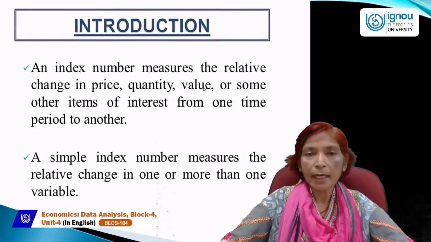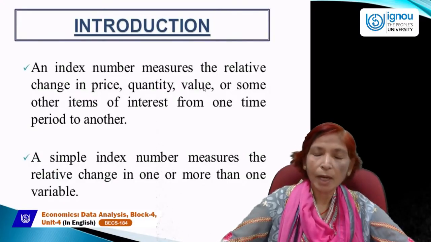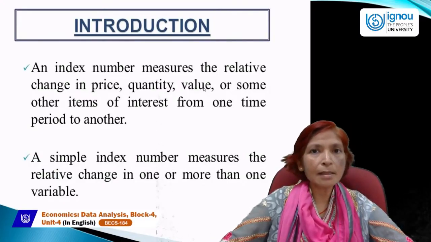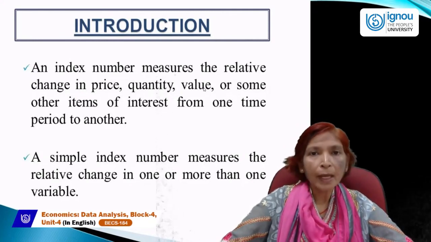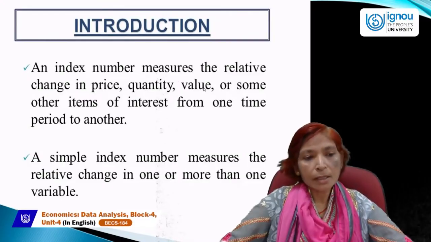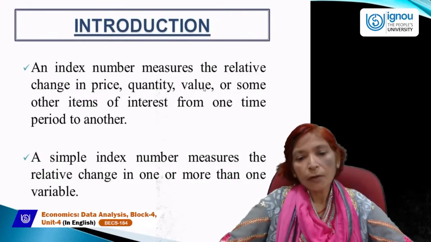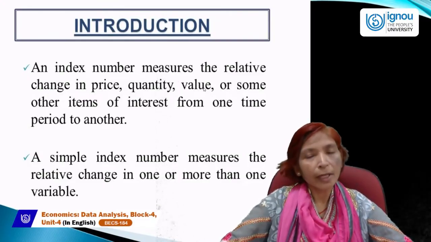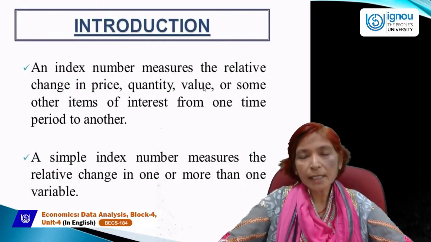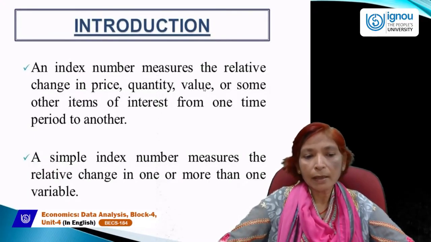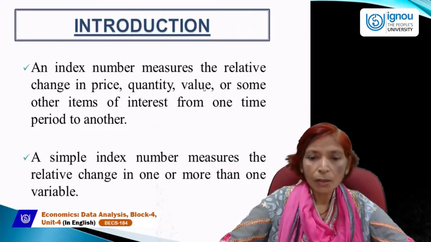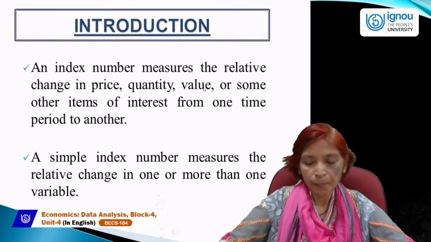So, as we know, index numbers are of two types. One is simple index and another is composite index. A simple index number measures the relative change in one or more than one variable. So the simple index is a very simple method. It generally measures the relative change in one thing or more than one variable.